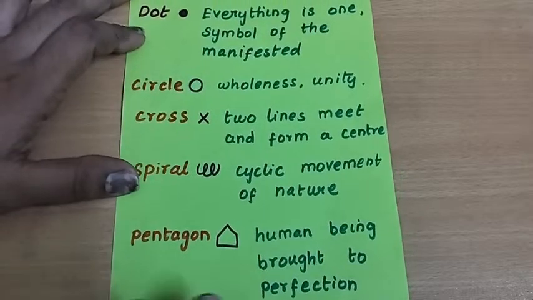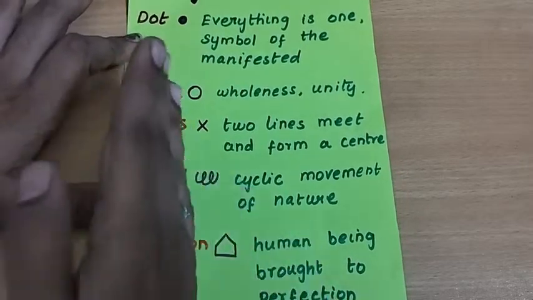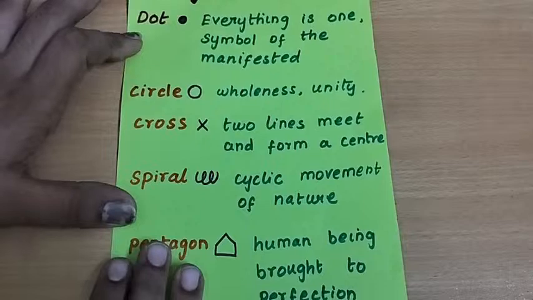These are all basic symbols, each of which has a separate meaning. Next we'll go with some more examples of symbols. Other than this, I'll show you some more things.